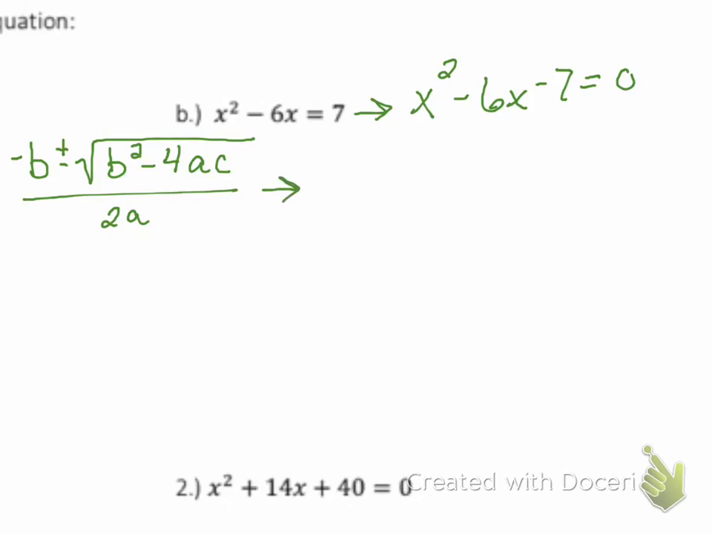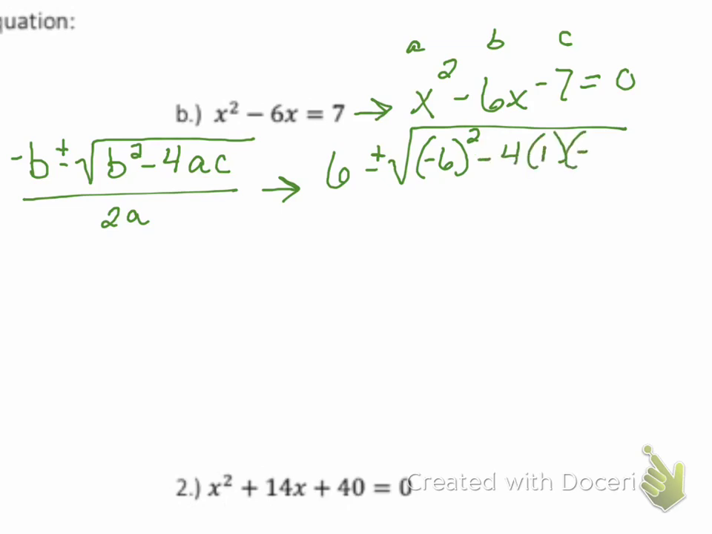Okay, now let's plug in my numbers. Remember, this is a, b, and c. So I take the opposite of b, so that makes it 6, plus or minus the square root of, now b by itself is actually negative 6. And notice how I'm putting it in parentheses. So negative 6 squared minus 4, a is 1, and c is negative 7, all over 2a.